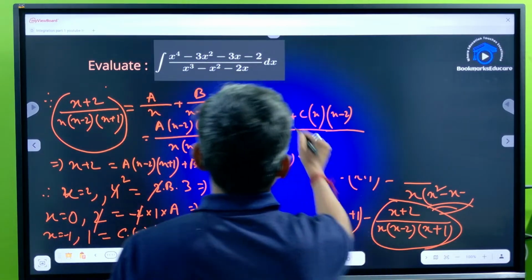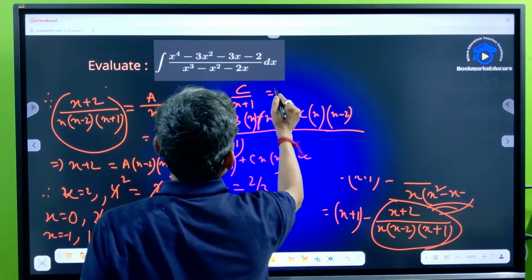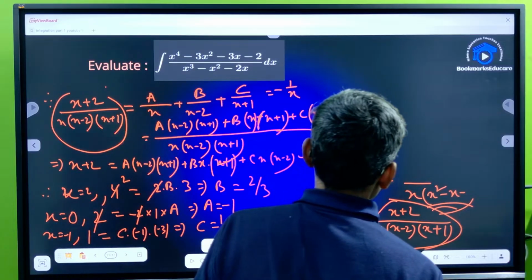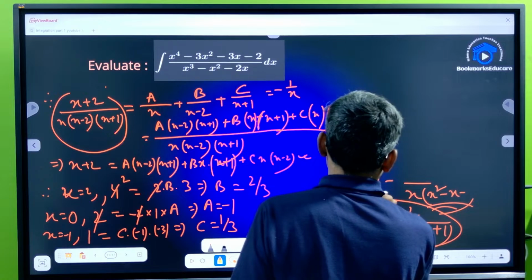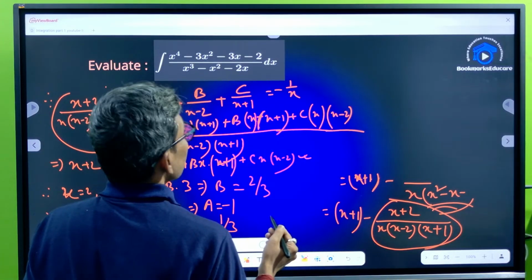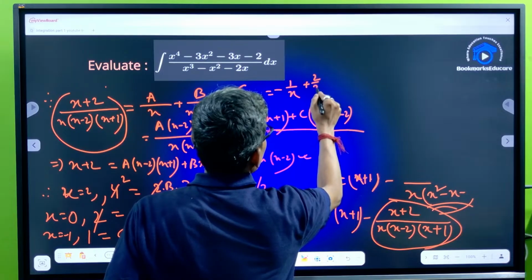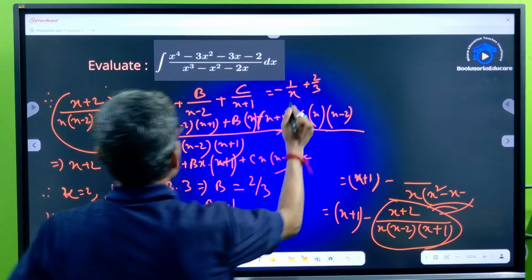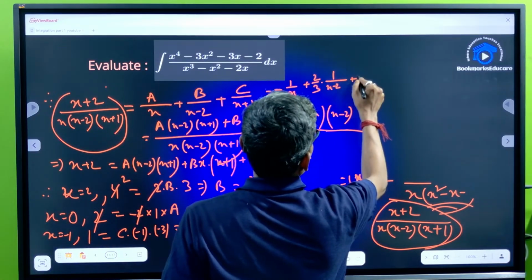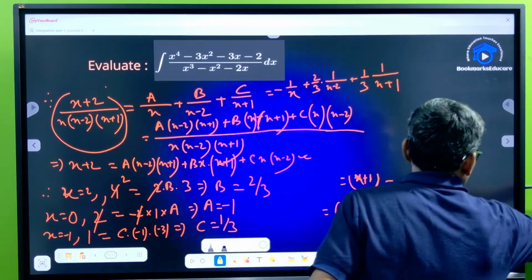So now the value of a is -1, so 1/x. The value of b is 2/3, plus 2/3 into 1/x minus 2, the value of c, plus 1/3. Done.